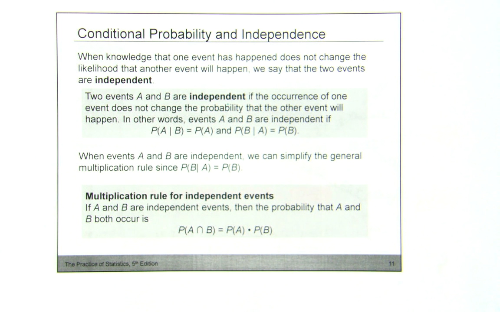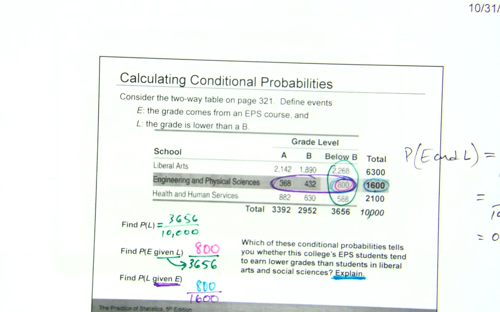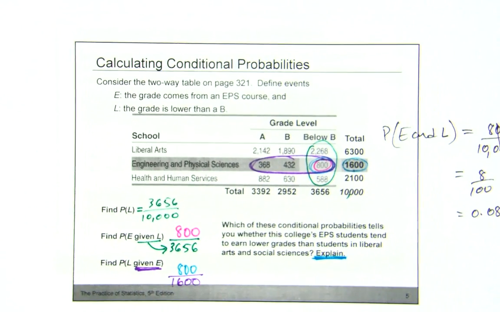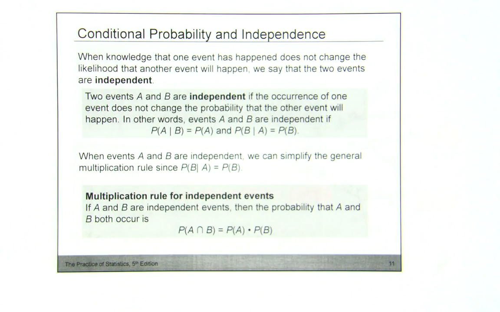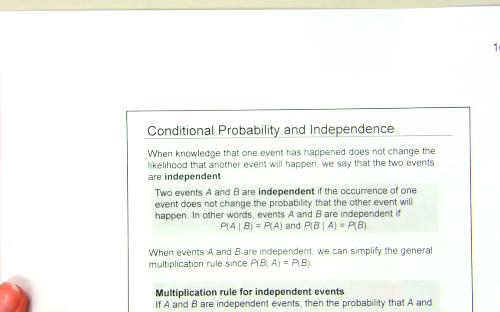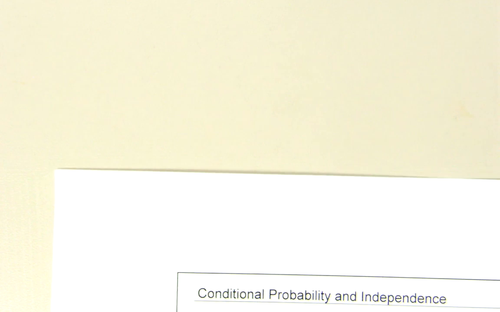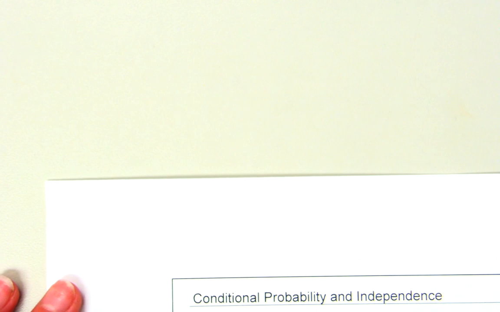So I'm going to use the probability table that we did for the liberal arts, physical sciences, and health and human services to actually show you this. Give me just a second here. I have some space up here, so I think I can do it up here. Okay, so let's say I wanted to show if two things were independent.